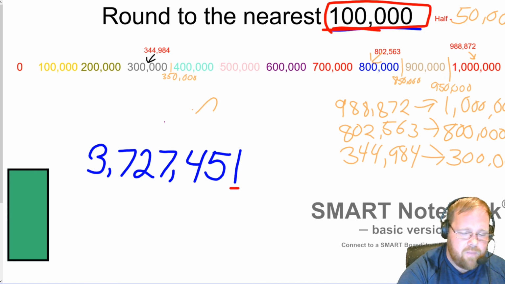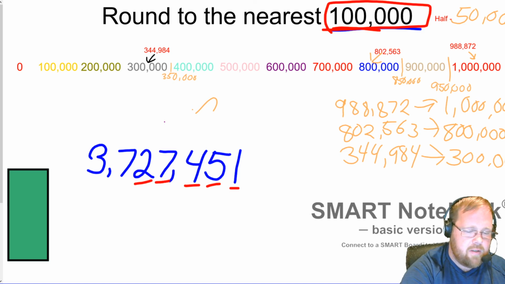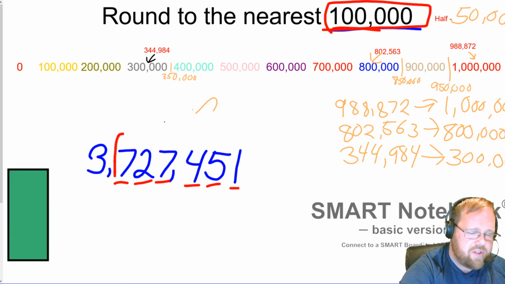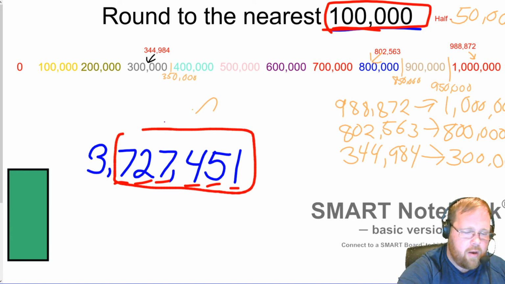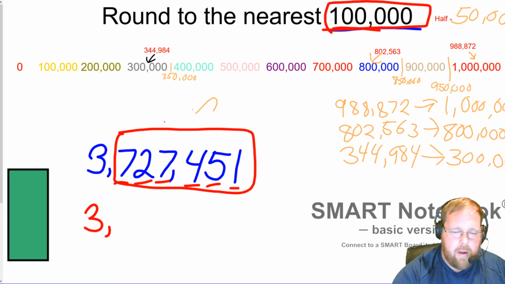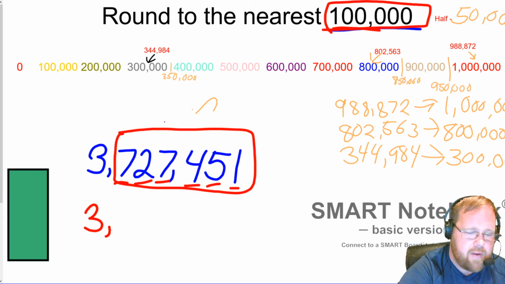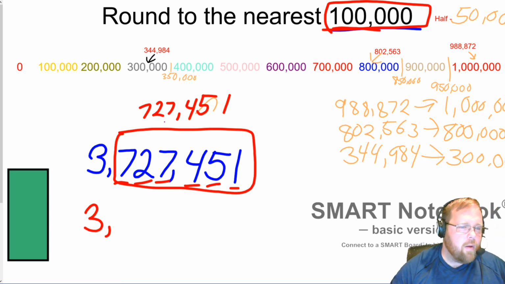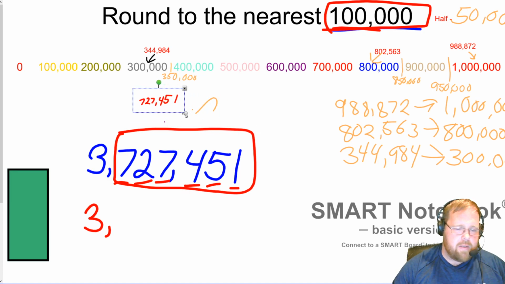So ones, tens, hundreds, thousand, 10,000, 100,000 spot. So we put that in our little box. We bring down that 3 million. So we have the 3 million, and then we have in the box with the 100,000, 727,451. I'm going to make it smaller, of course, because that's what I always do, apparently, for some reason.